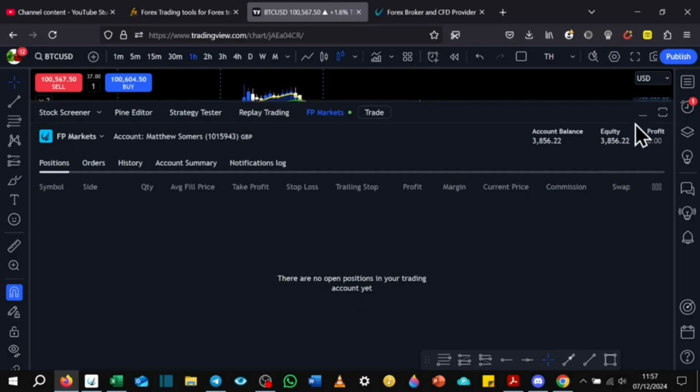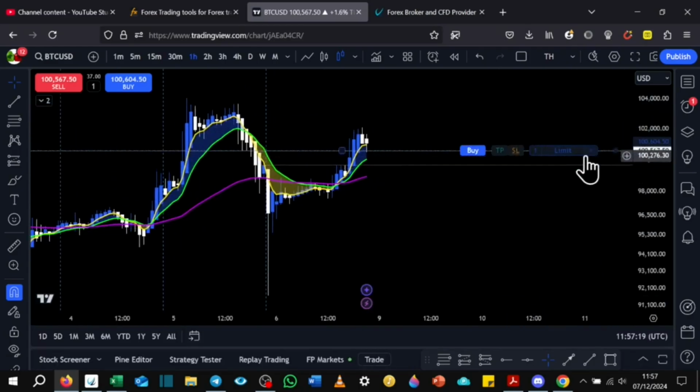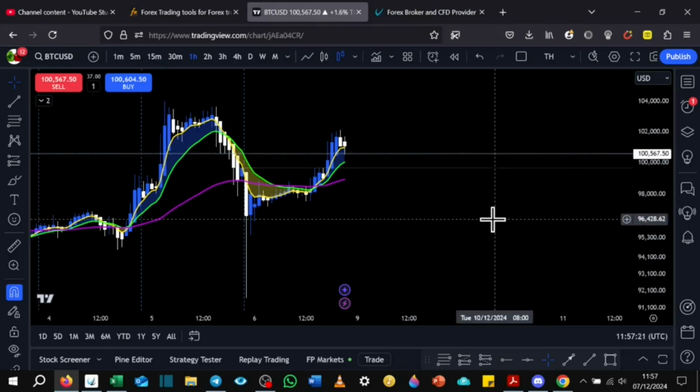And just a note on this as well, you need to have a cTrader account set up first. I don't believe you can enable MT4 and MT5 with TradingView. So you need your cTrader account set up first. Once you've got your cTrader account, you'll be able to connect it to TradingView.